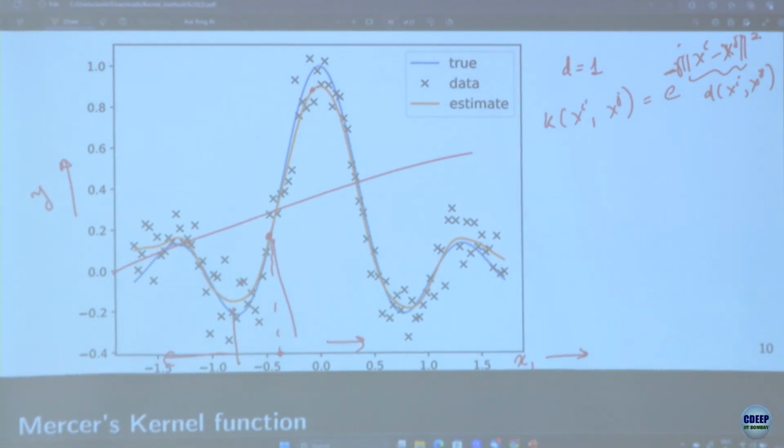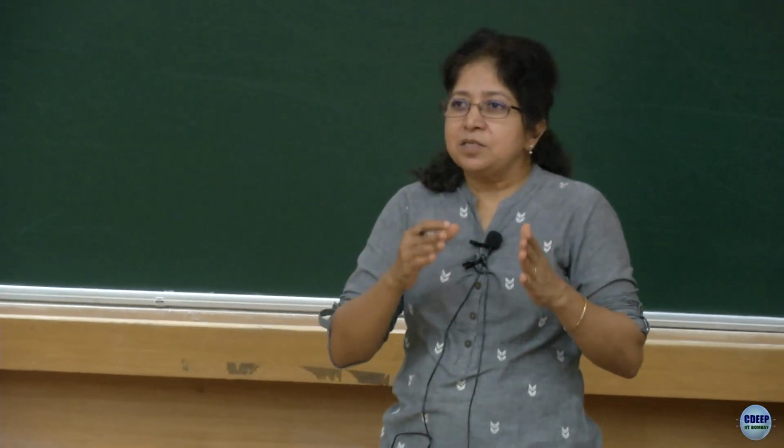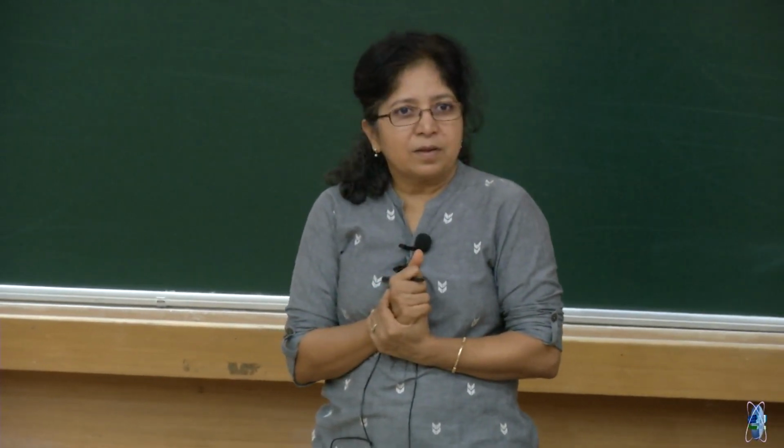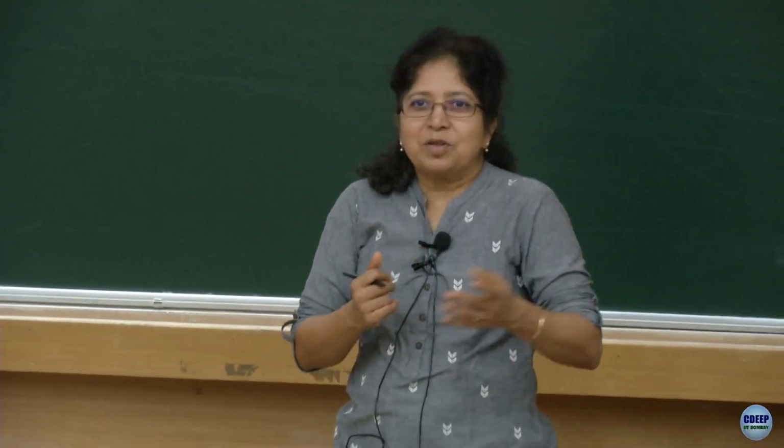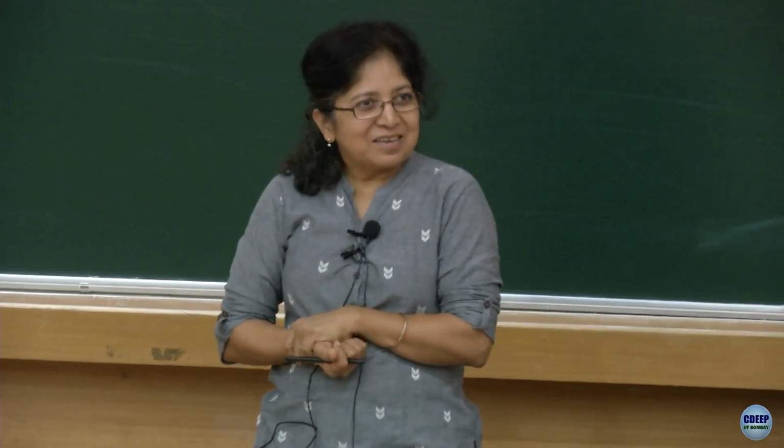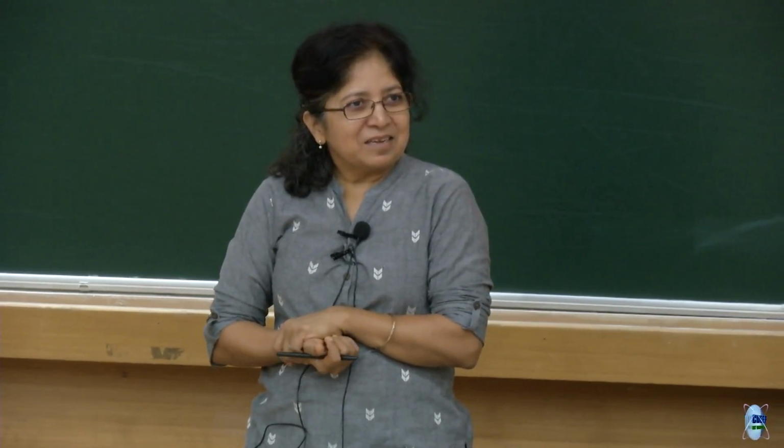So let me make sure of that by asking you a question. When are you more likely to overfit? When gamma is small or when gamma is large? Gamma is small, right? So people are saying that when gamma is small, you are more likely to overfit. There are only two possible answers, right? So now you have to give me the reason. Yes.